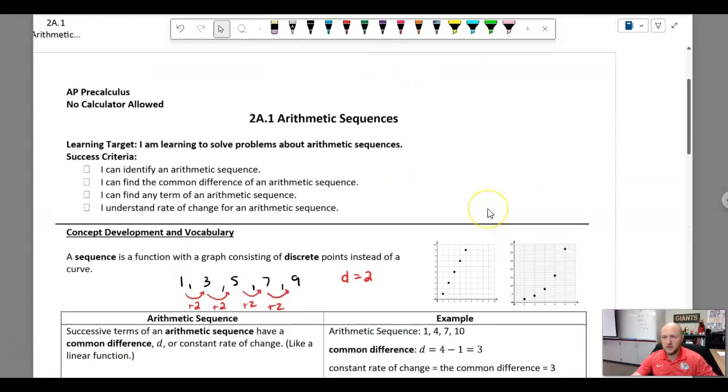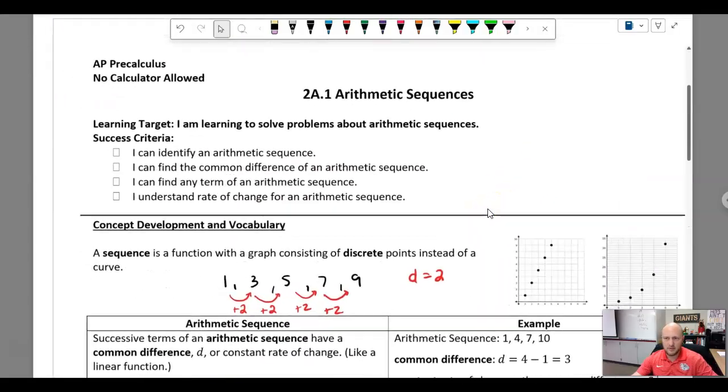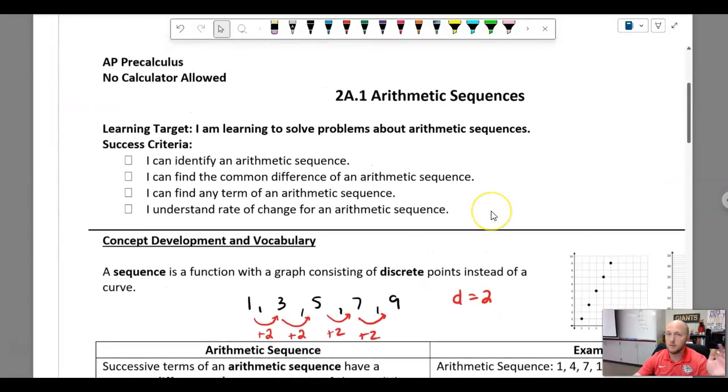So hopefully in this video you learned about arithmetic sequences and how to identify the common difference, and you were able to generate an equation to find any term of an arithmetic sequence. The rate of change for an arithmetic sequence, what I hope you picked up on, is a common difference, something that you're adding or subtracting by at a common rate, making this a linear function.